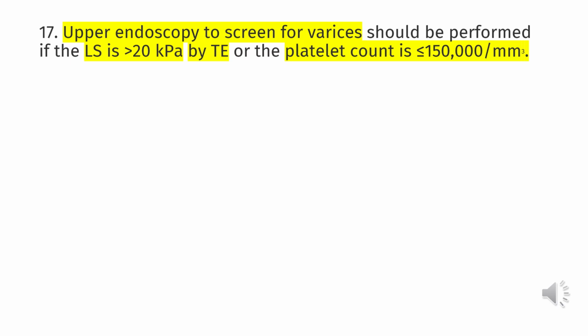When to screen for varices? So you do EGD to screen for varices if you have a liver stiffness more than 20 kilopascal by elastography or the platelet count is below or equal to 150 K.